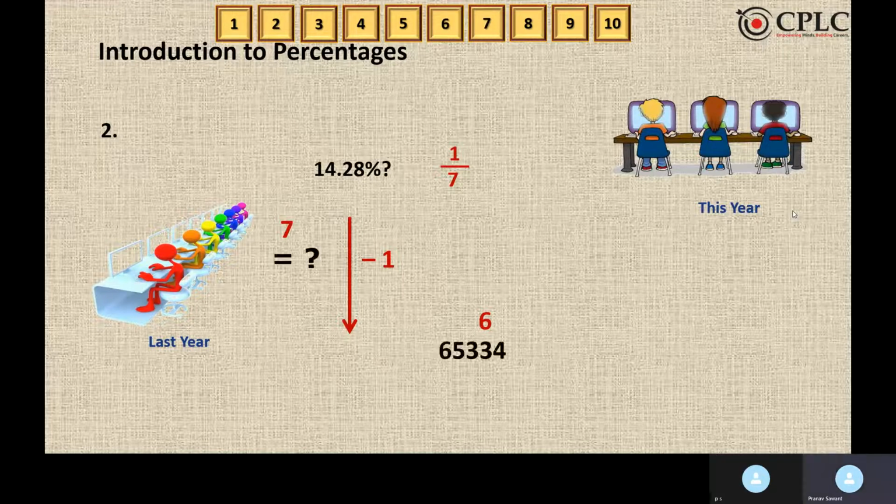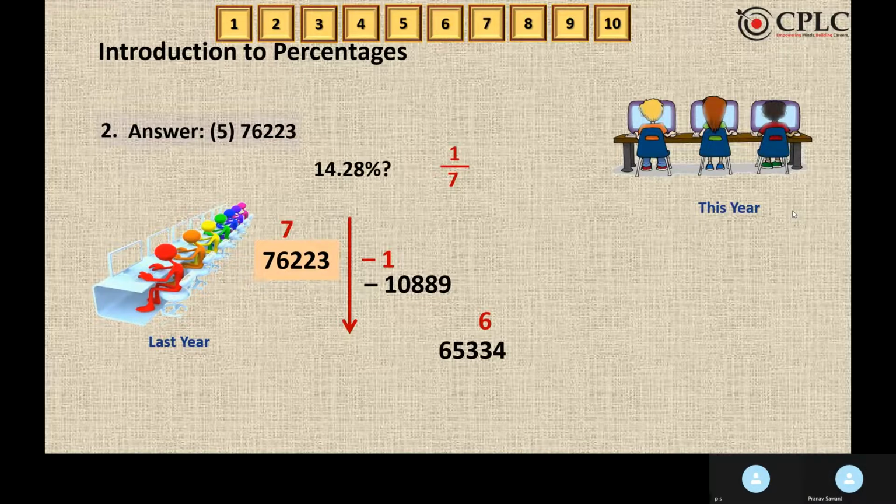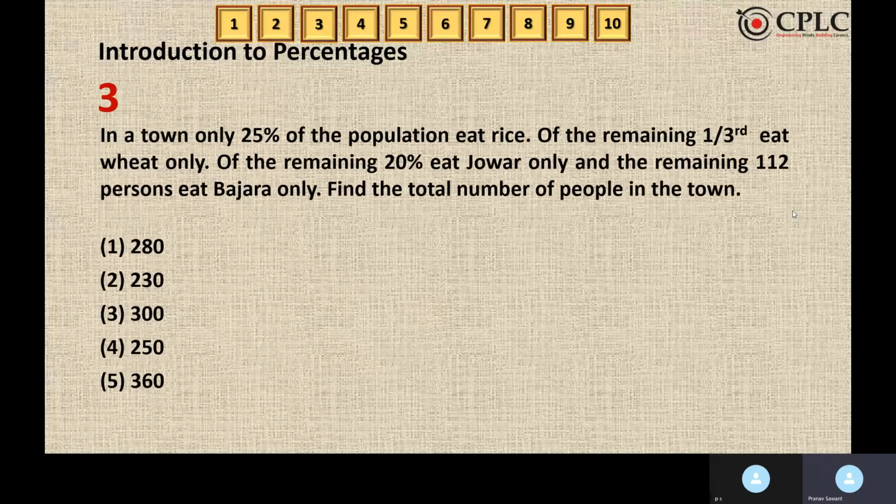So 6 parts is equal to 65,334. Then 7 parts is equal to what? So cross multiplying will give us the answer as 76,223. Hence 76,223 students gave CAT in the previous year. Moving to the next question.